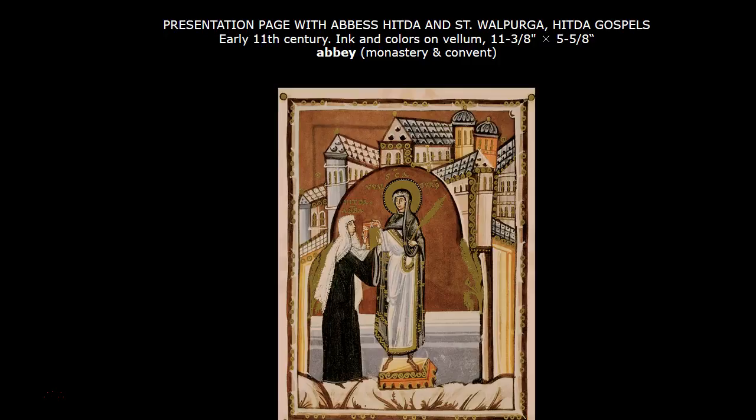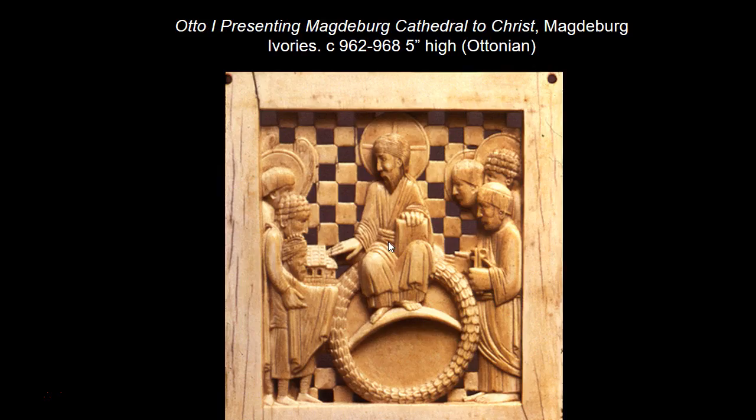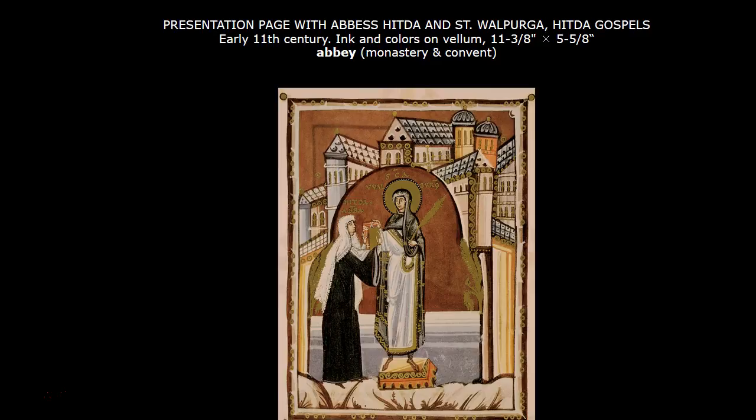Now, Ottonian illuminated manuscripts also, I think, look a little more like the Byzantine ones we might have seen, or at least use Byzantine style a little bit more. So, like here, we can see the Abbess Hitda and the book she's created for Saint Walpurga, the book known as the Hitda Gospels. So this is an abbess who has created and commissioned this book to give to the saint, and so she's giving the book to the saint the same way that Otto was giving the church to Christ, right?